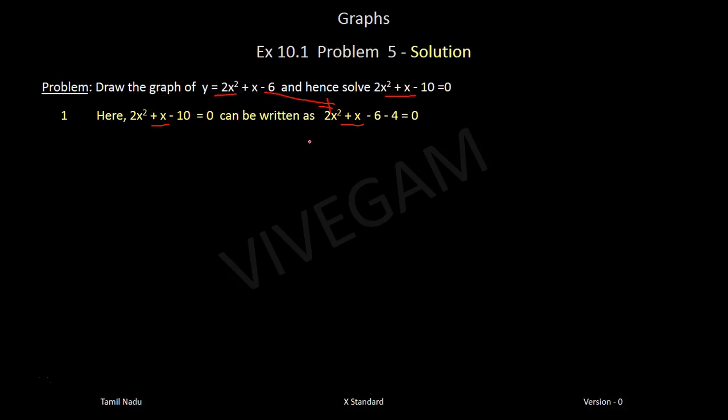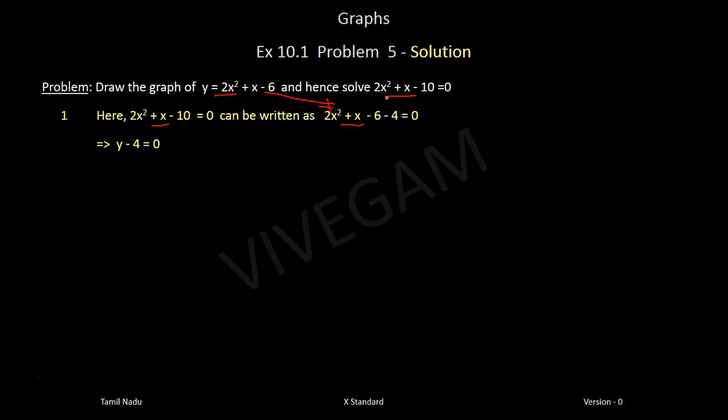So this 2x square plus x minus 10, which is the one that needs to be solved, can be written as 2x square plus x minus 6 minus 4 equal to 0. So what is this 2x square plus x minus 6? That is nothing but y. So substituting y, this equation becomes y minus 4 equal to 0. So we'll have to draw a graph of y minus 4 equal to 0 and y equal to 2x square plus x minus 6. These two will intersect at 2 points and that is the solution for this equation.